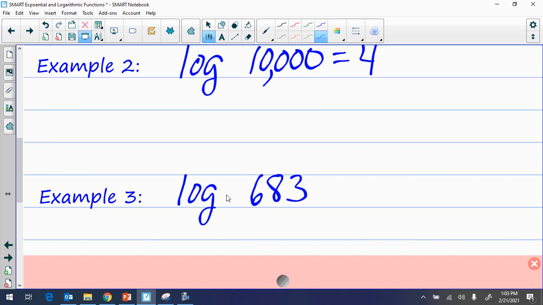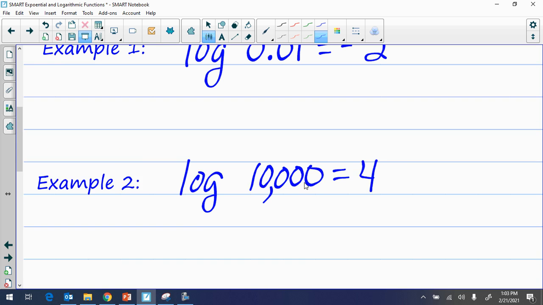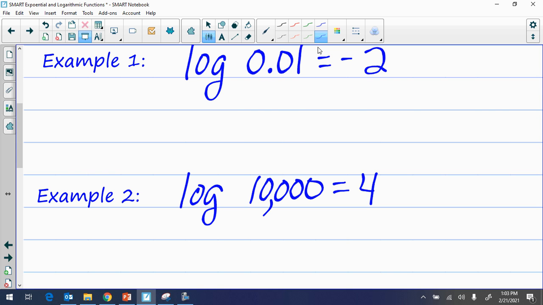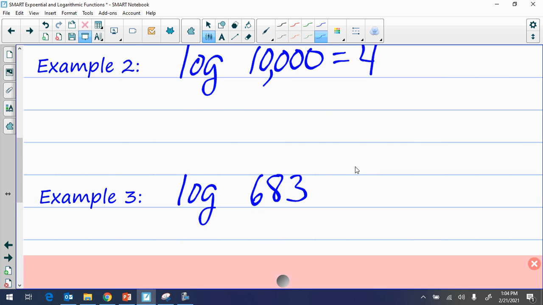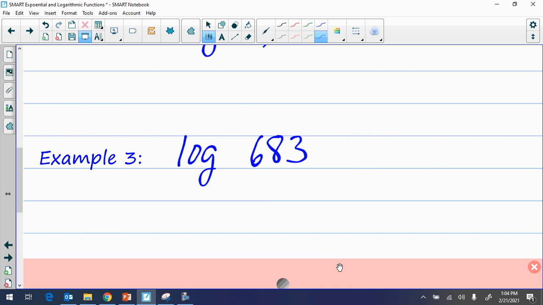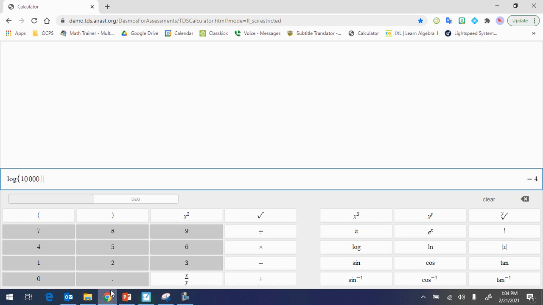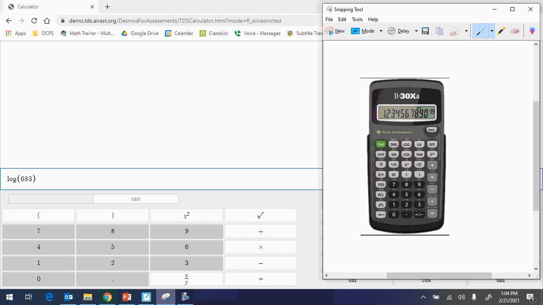Okay, let's do example 3. Now you can see this one's not a power of 10. Both of these were a power of 10. Yes, even the decimal. That's 1 over 100, which is 10 to the -2. Oh my goodness, look at that. This one's not a power of 10, so this one I'm going to need to round. So log 683. Again, if you're using your online one, you can go log 683, and it's 2.8344.